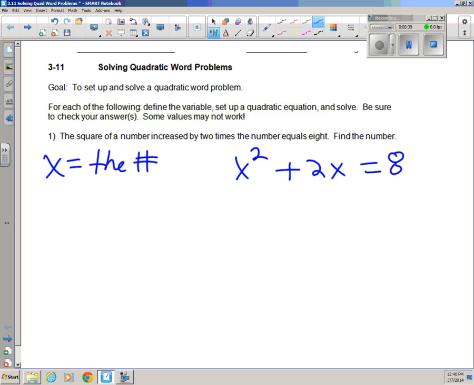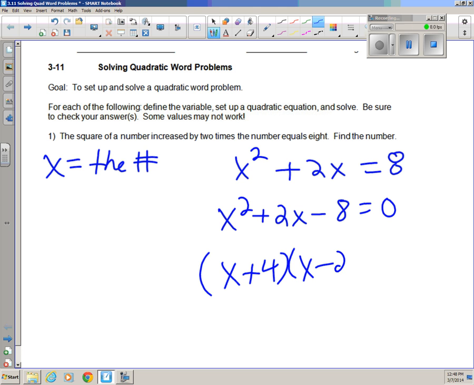So all I need to do now is get this equation equal to 0 so I can factor and solve. So it becomes x squared plus 2x minus 8 equal to 0. Right, you've got to bring the 8 from the right to the left by subtraction. This is an easy problem. I should be able to factor this as (x plus 4)(x minus 2) equal to 0.